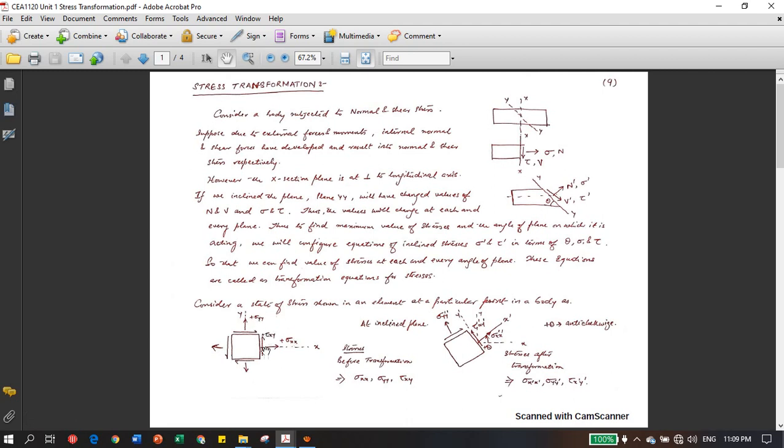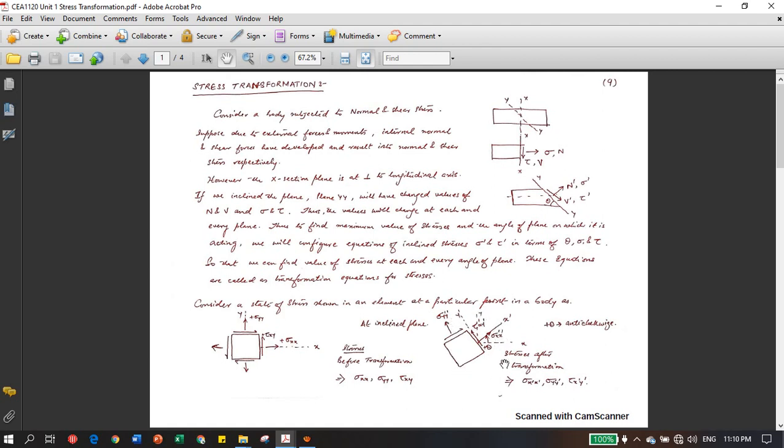We know that due to the complementary shear stress property, this tau xy acting on the x plane and on the y plane will be similar. Okay, so this is the transformed state. Basically we have denoted this normal stress and shear stress with a prime: sigma x prime, or sigma x dash, and tau x dash y dash. So this is the transformed stress.